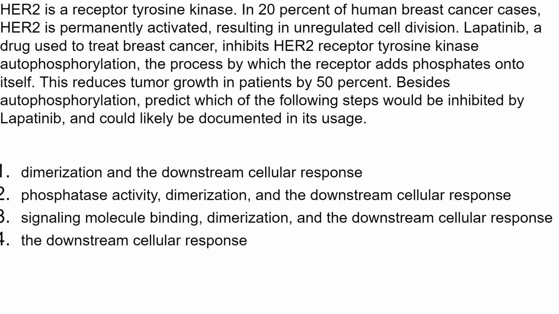Besides autophosphorylation, predict which of the following steps would be inhibited by lapatinib and could be documented in its usage. Would it be 1, dimerization and the downstream cellular response; 2, phosphate activity, dimerization, and the downstream cellular response; 3, signaling molecule binding, dimerization, and downstream cellular response; or 4, the downstream cellular response only?